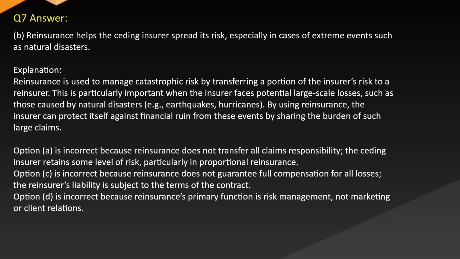The ceding insurer retains some level of risk, particularly in proportional reinsurance. Option C is incorrect because reinsurance does not guarantee full compensation for all losses. The reinsurer's liability is subject to the terms of the contract. Option D is incorrect because reinsurance's primary function is risk management, not marketing or client relations.